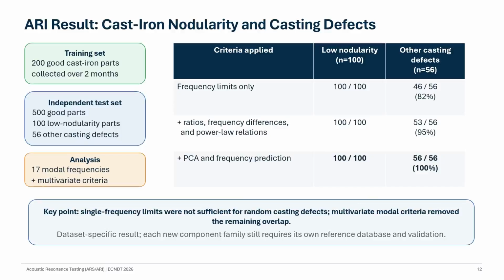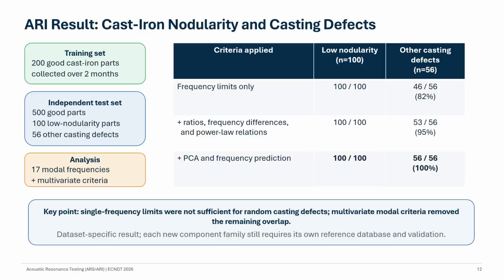This slide shows one ARI result on cast iron parts. The training set included 200 good cast iron parts collected over 2 months. The independent test set included 500 good parts, 100 low nodularity parts, and 56 parts with other casting defects.